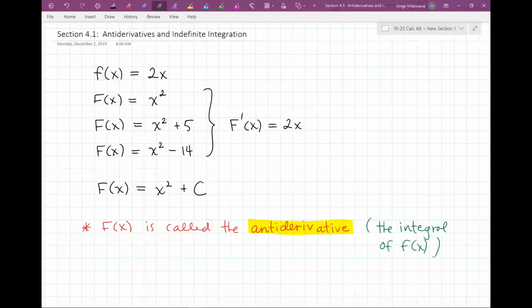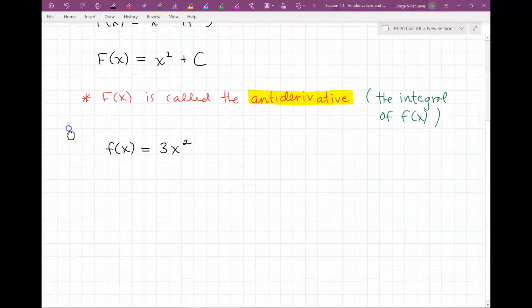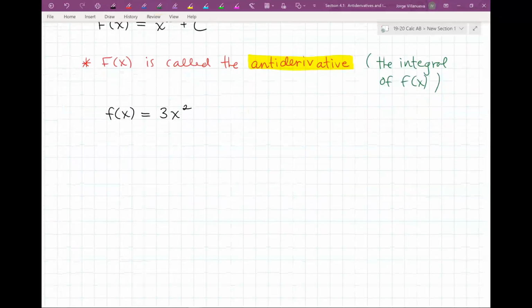Okay, so there is a theorem that basically says that as long as you add the plus c to the function, you can encapsulate all the possibilities for the antiderivative. So what about something like this? If I were to give you a function like that, and I tell you, what's the antiderivative of that, or the integral of 3x squared? Go ahead and say it.